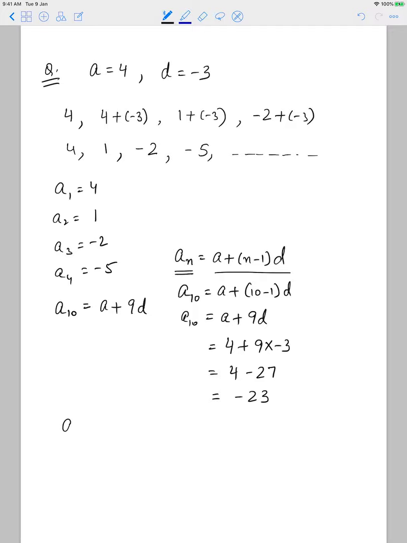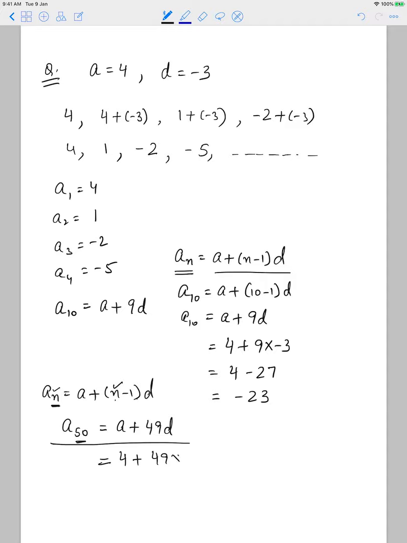Again, if I say find the 50th term of this sequence, you can say the 50th term is A plus 49D. I hope you have understood how I am getting this, because of the nth term formula An is equal to A plus (n minus 1) into D. If you are finding the 50th term, you are putting n is equal to 50 in the formula, and we get 50 minus 1, 49 into D. So the first term here is 4 plus 49 into minus 3. That will give you 4 minus 147, and that is equal to minus 143. That will be the 50th term of the given AP.